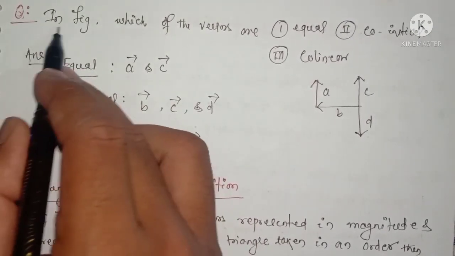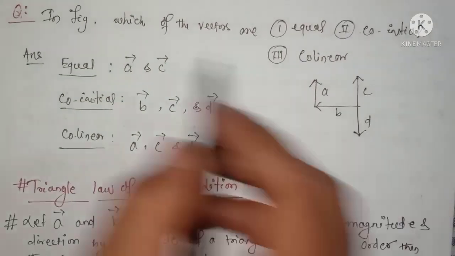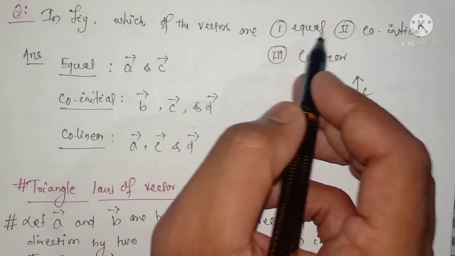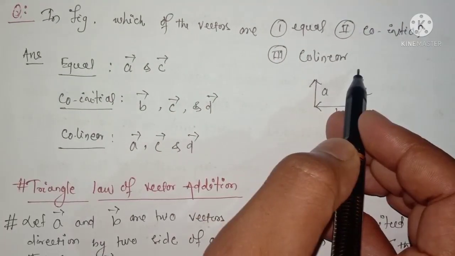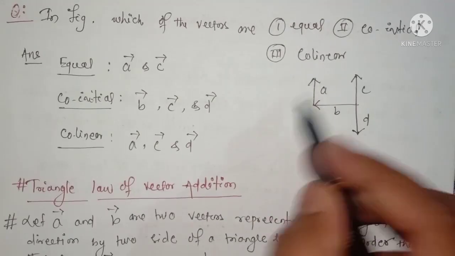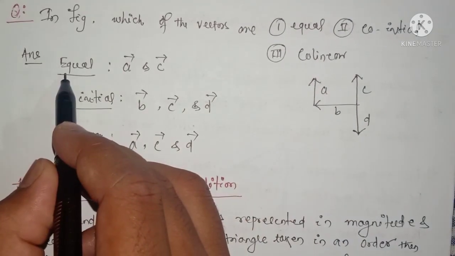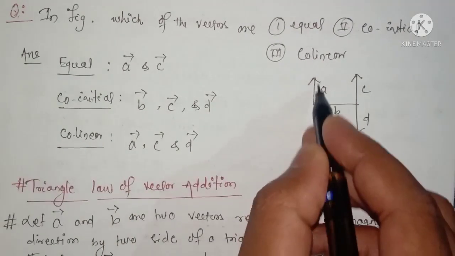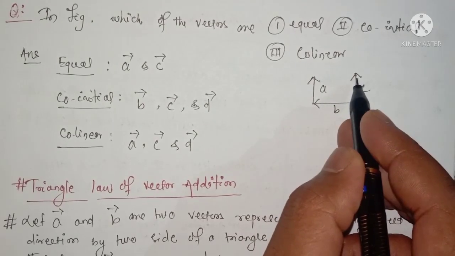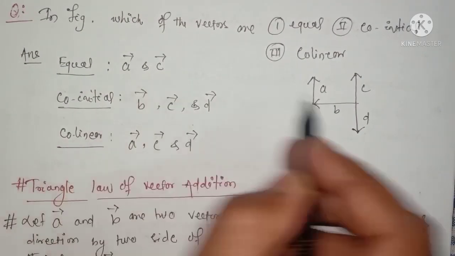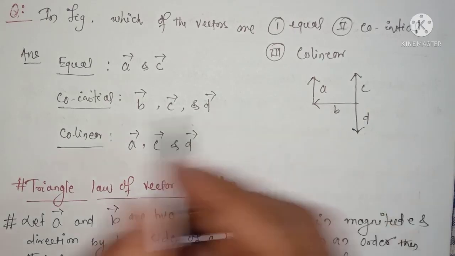Here is a question, right? In the given figure, which of the vectors are equal, co-initial and collinear? As you can see here, there is a figure. The equal vectors are vector A and vector C. Vector A and vector C are equal, right?